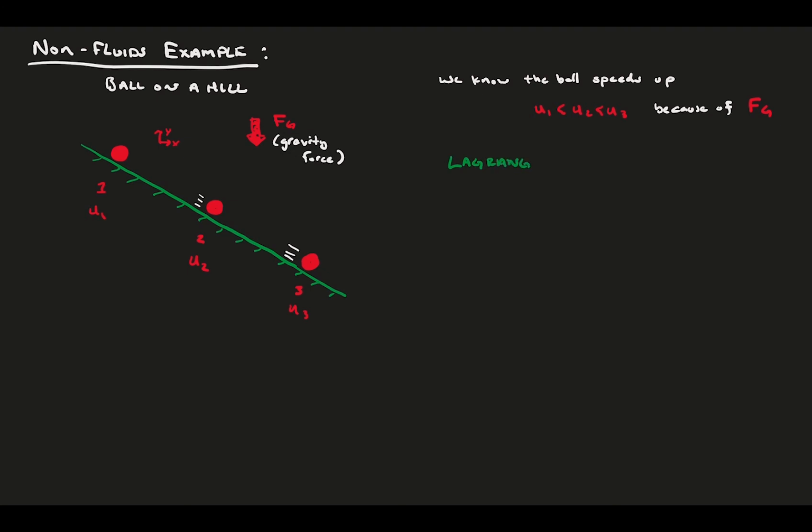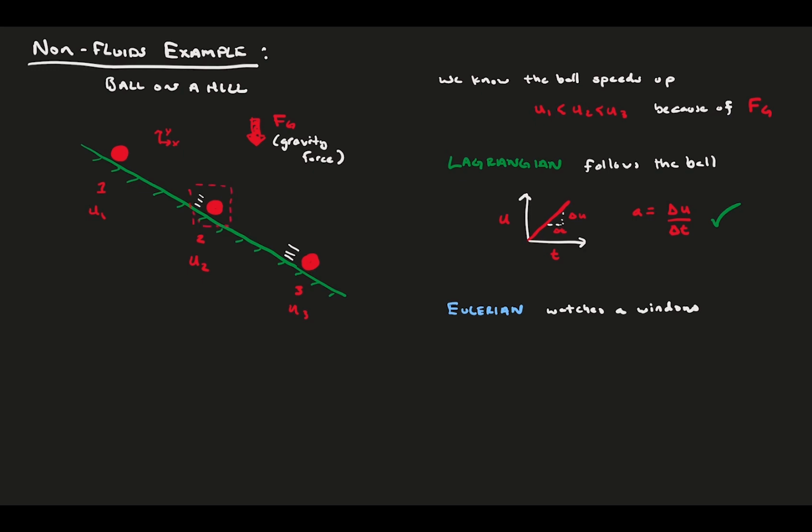Again, we start with the Lagrangian point of view. We follow one ball and we track its velocity in time. The slope of this line is the acceleration, delta u over delta t, which is non-zero. We see a force. In an Eulerian point of view, we choose our window and fix it in space. In this case, we put our window at point 2 and we watch the balls as they pass by, noting their velocity. Let's zoom in on point 2.